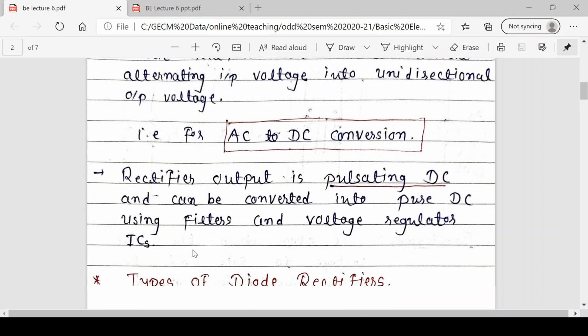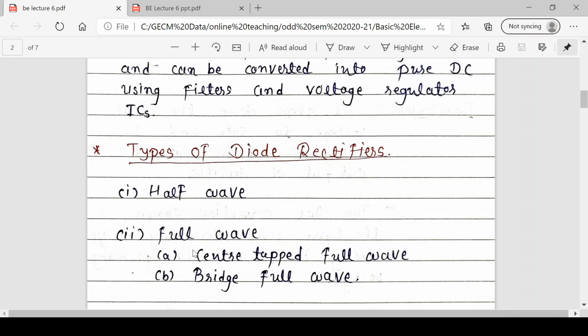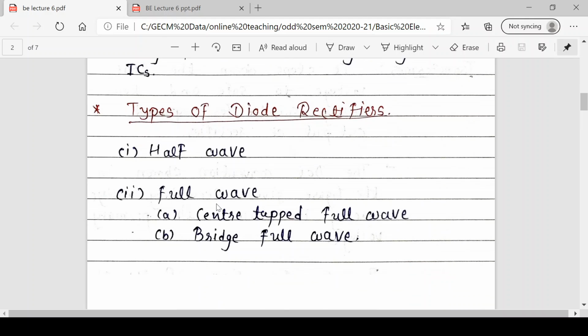So let's see the basic types of diode rectifiers. The first type is half-wave diode rectifier, in which the output will have only a single half cycle for one complete input cycle. That's why it will be called a half-wave rectifier. Second type is full-wave rectifier. That means you will get two half cycles in one complete input cycle as an output. So that's why it will be called a full-wave rectifier, which has got two subtypes.